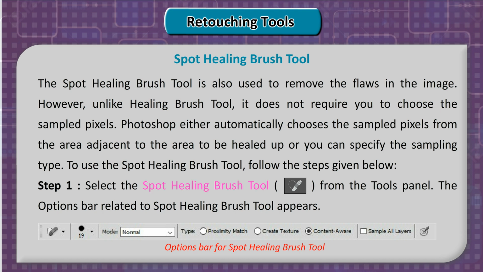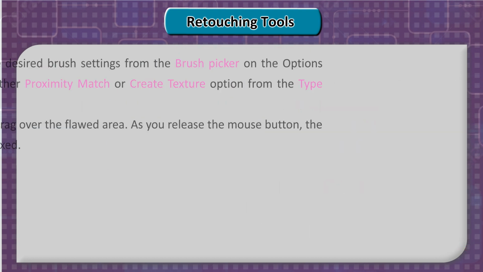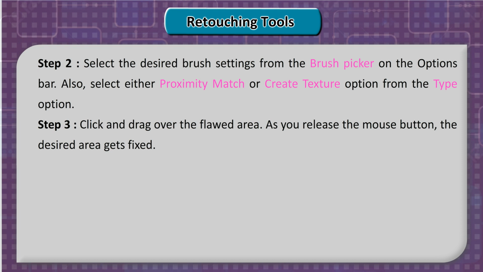Step 1. Select the spot healing brush tool. From the Tools panel, the options bar related to spot healing brush tool appears. Options bar for spot healing brush tool. Step 2. Select the desired brush settings from the brush picker on the options bar. Also, select either proximity match or create texture option from the type option. Step 3. Click and drag over the flawed area. As you release the mouse button, the desired area gets fixed.